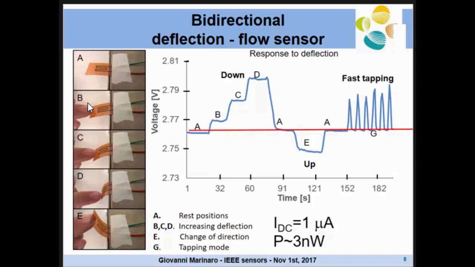And this is the behavior in tapping mode. The response is quite fast. And what is very interesting is the low consumption. We applied 1 microampere, and we can see that the consumption is very low.